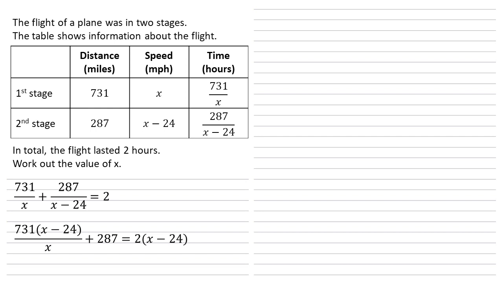And we're then going to multiply it through by x to sort out that first fraction. So now we've got 731 times x minus 24 plus 287x equals 2x times x minus 24. If you're feeling confident, you can do both of those with cross multiplication in one go. That is fine.